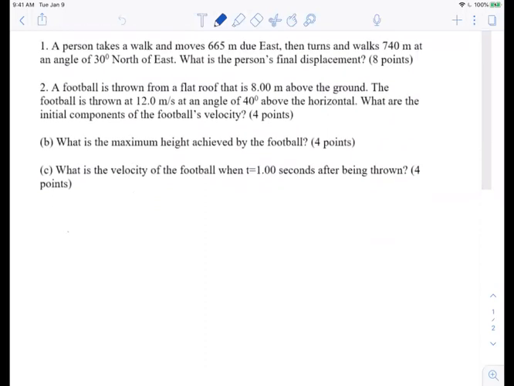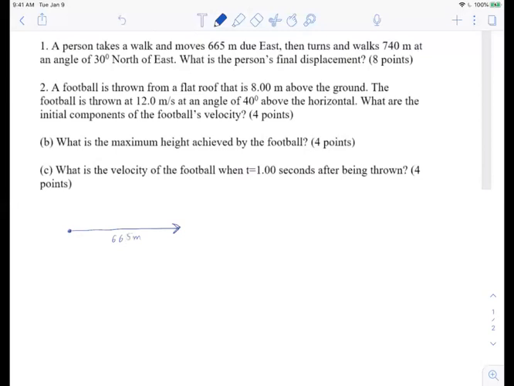So a person walks or moves 665 meters. I'll say that's east for me. And that is 665 meters. Okay. And then the person turns and walks 740 meters at an angle of 30 degrees north of east.